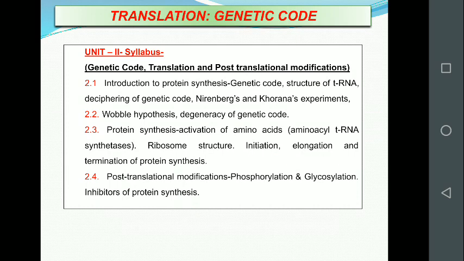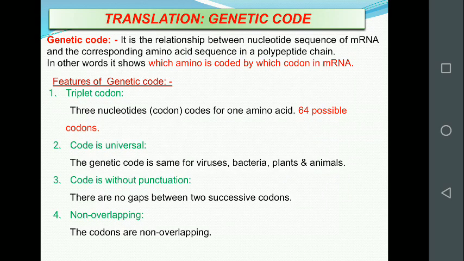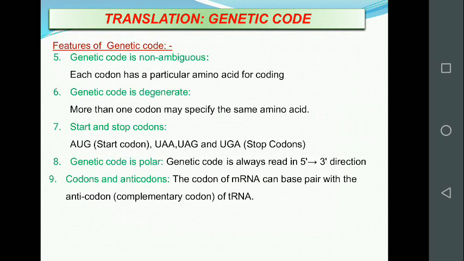In the previous video class of Unit 2, we have learned about the genetic code: what the genetic code is, the definition of genetic code. And apart from that, the features of genetic code, like triplet codon, code is universal, code is without punctuation, non-overlapping. All these things have been covered in the previous lesson.